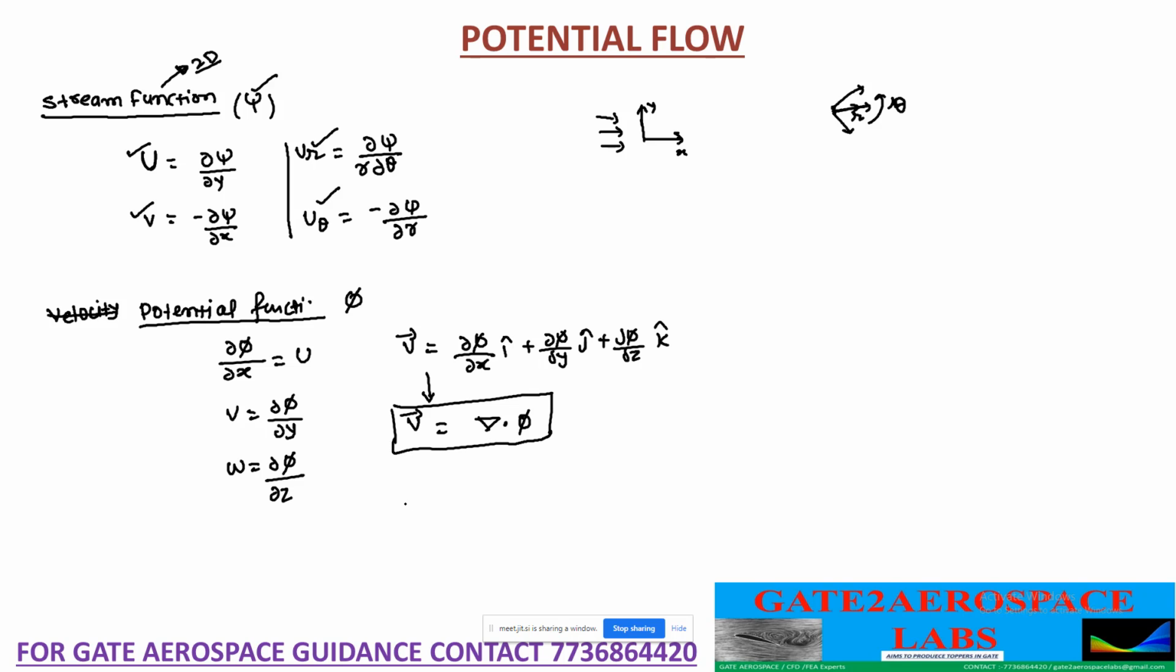We have already studied vector calculus. In that I have told how to determine the gradient, what is the gradient. So, the gradient of your potential function gives the velocity vector. Okay, velocity vectors will have three components: the velocity in x direction, the velocity in y direction, and velocity in z direction, represented by w. Fine. So, this was our stream function and potential function. This is very important. Okay.